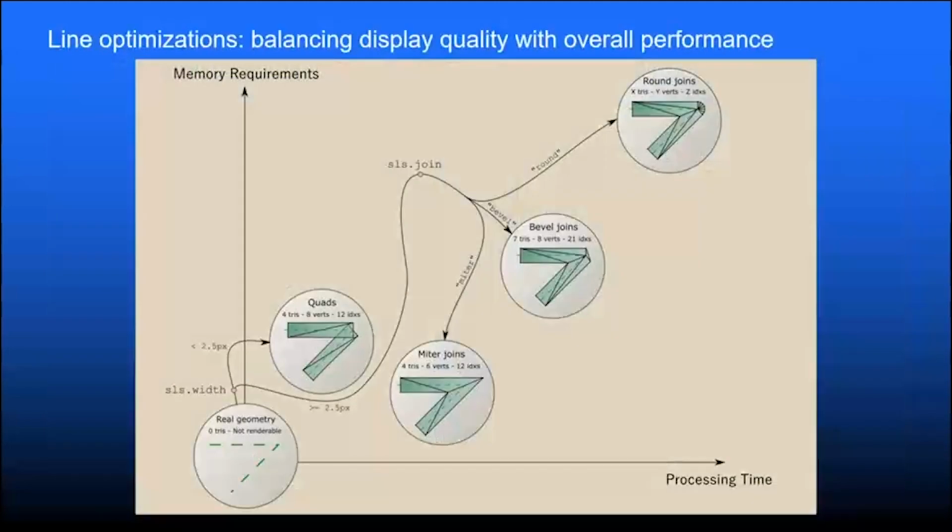We also do lots of line optimizations, so we can balance the display quality with overall performance. So with the symbols that you can choose from in your web maps, we have different types of line endings, and those cost more. But what we noticed is that anything less than 2.5 pixels wide, we can get away with actually using the simplified quad, which gives us the fastest processing time with just a little bit of memory being used. So important point here is that we're doing the best that we can under the hood to ensure that your visualization is fast and performant.